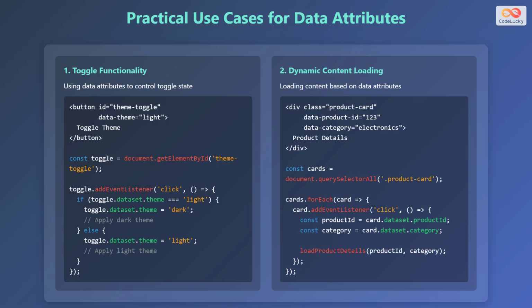Let's explore some practical use cases for data attributes. One common use case is to toggle functionality. You can use data attributes to control the toggle state of an element. For example, you can have a button with the attribute data-theme=light, and toggle the theme by updating the attribute value. Another use case is dynamic content loading. You can load content based on data attributes. For example, you can have a product card with the attributes data-product-id and data-category, and load the product details based on these attributes.